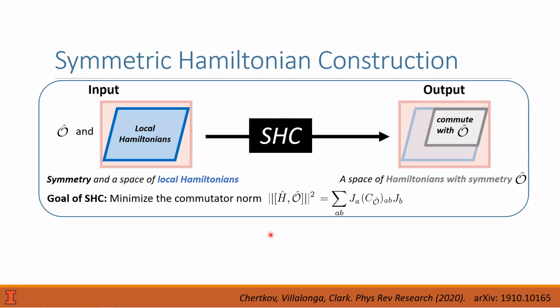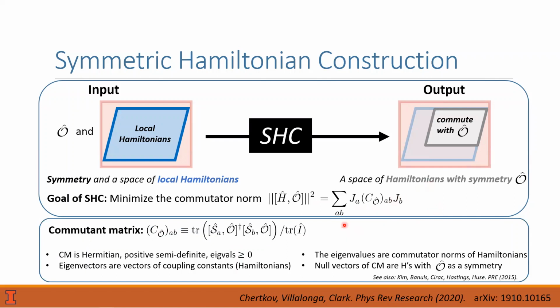So now the goal is a little different. Instead of minimizing the energy variance, you're trying to minimize the commutator norm. So you want this commutator of H with O to be 0. So you want to minimize the norm so it's 0. And again, basically the same thing happens. It can be written as a quadratic form involving a matrix. And now this matrix is called the commutant matrix. It involves some commutators and traces, but it's basically a generalization of the quantum covariance matrix I introduced before.